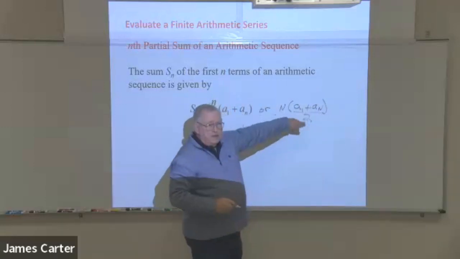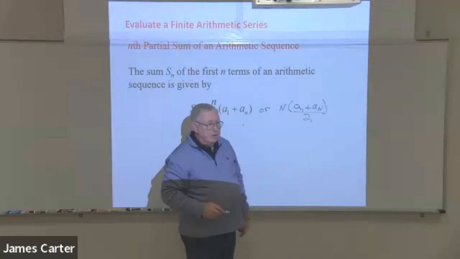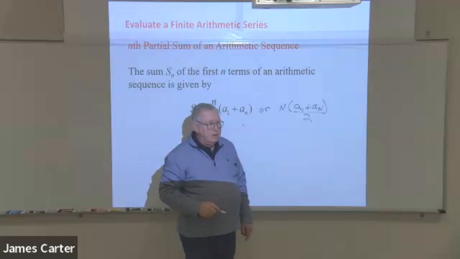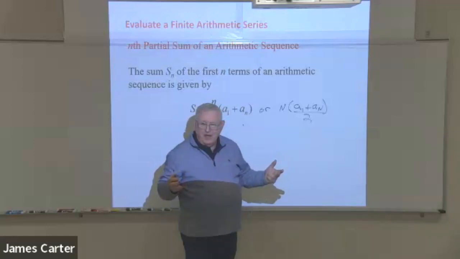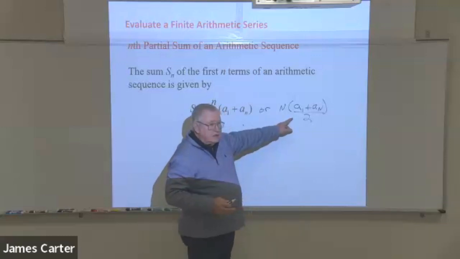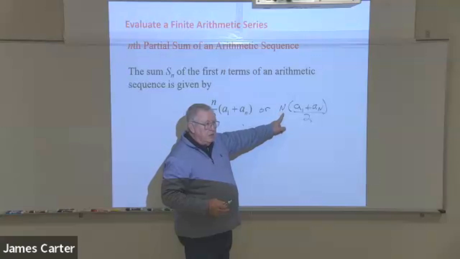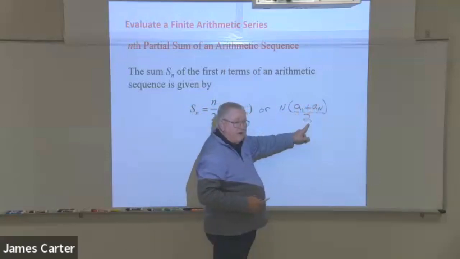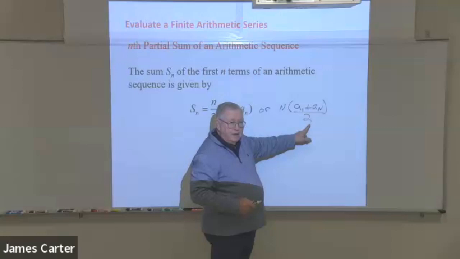What does that part right there look like? Add them together and divide them by 2. What's the word for when you do that? Average. What this formula is, we're taking the total number of terms times the average of the value of the first term and the last term, divided by 2. That's what we're doing in reality.